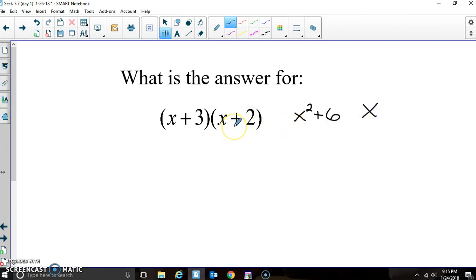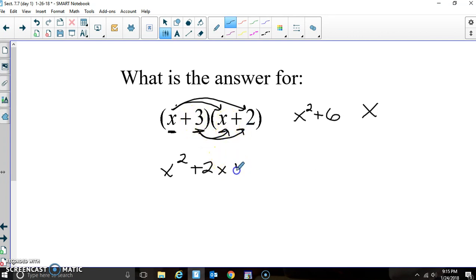Okay, because here's how you have to do this problem. You have to take the first x and multiply it by both parts of the second term, the second binomial. X times x is x squared. X times 2 is plus 2x. Then you have to take the next term of the first one, which is 3, and multiply it by both terms of the second one.